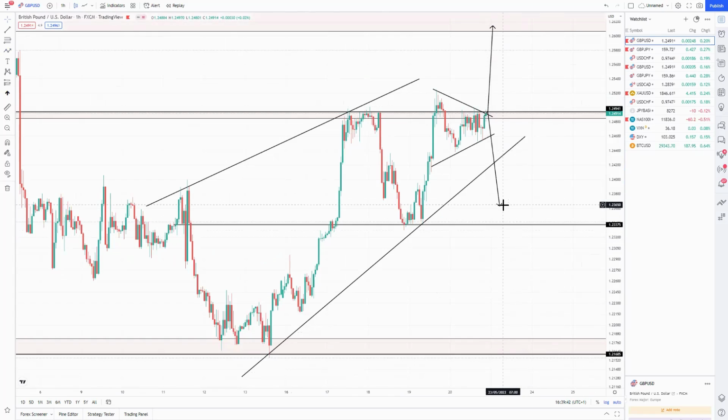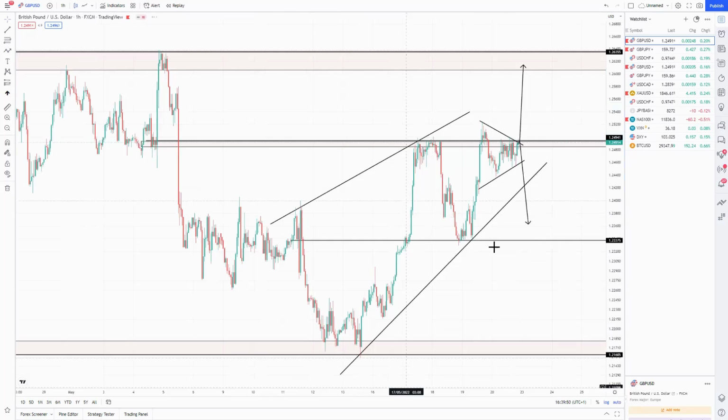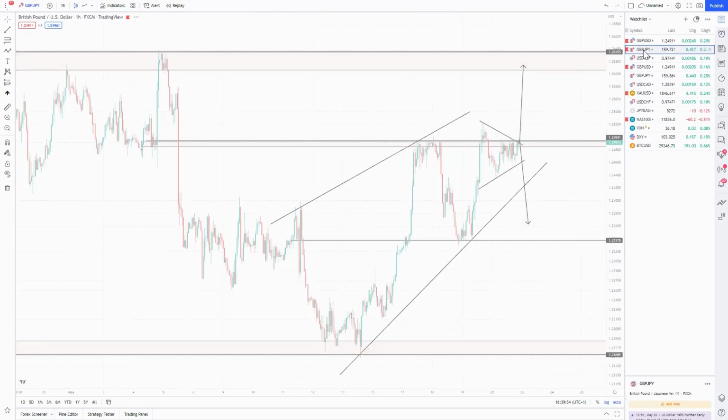I have more buyers for the price to sell downward. But like I said, we react to what we see. We are nobody to say this is going to happen or that is going to happen. So that's what I'm expecting on GBP USD. So let's go to GBPJPY.